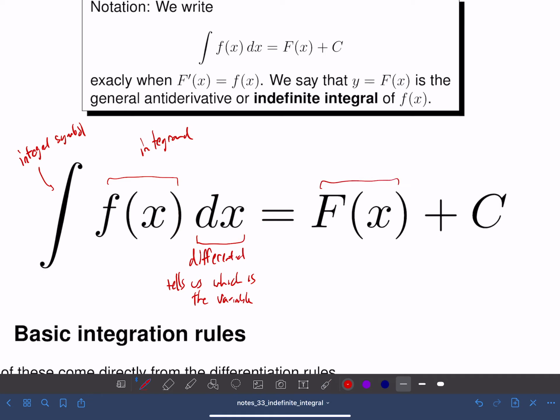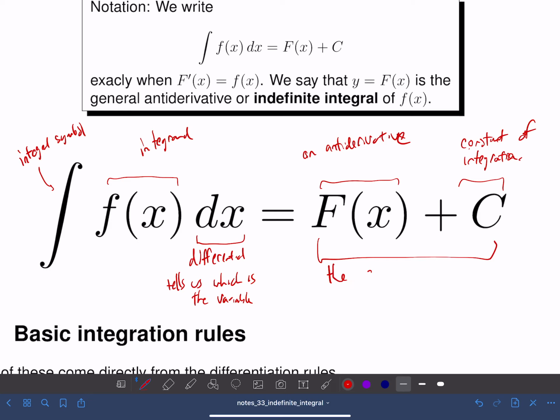This right here is the antiderivative. We've got c, my constant of integration. And then the whole thing on the right-hand side right here is the general antiderivative.